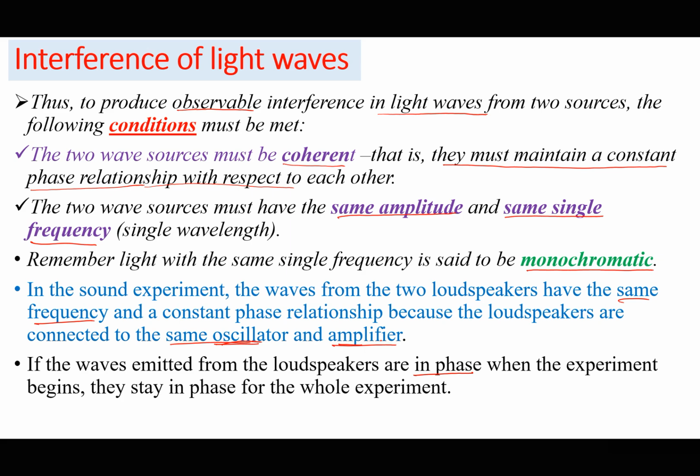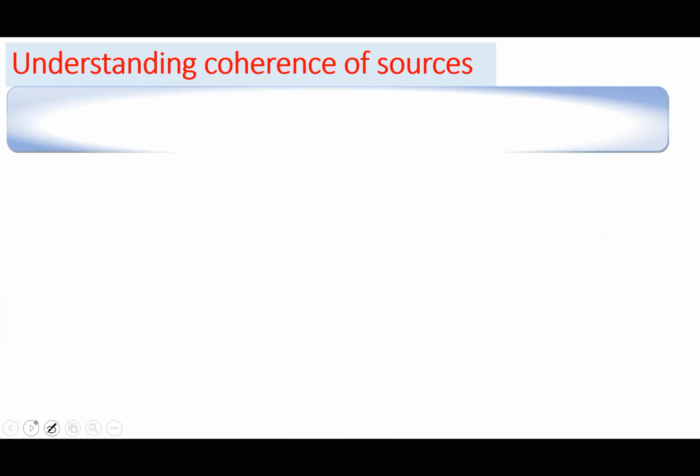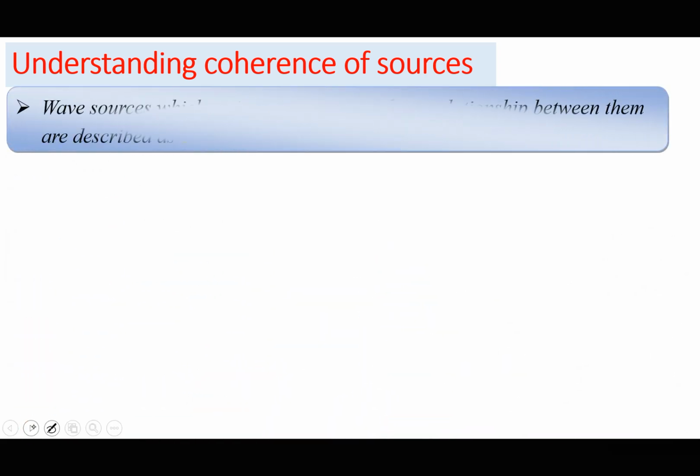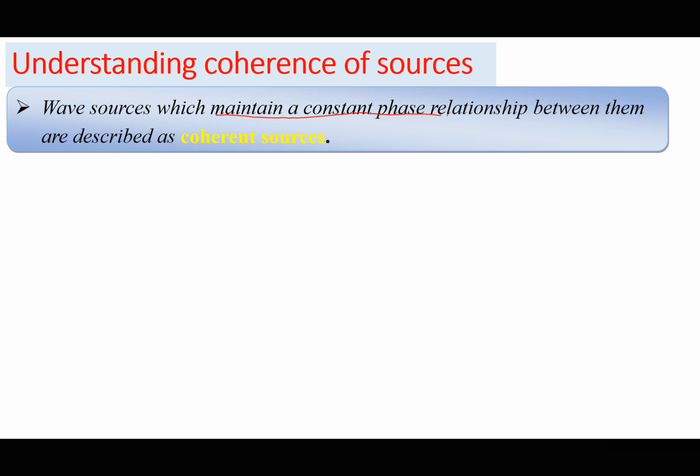So let's first understand the meaning of the word coherence in more detail. Wave sources are said to be coherent if they maintain a constant phase relationship between them. Wave sources which maintain a constant phase relationship between them are described as being coherent. They maintain a constant phase difference between them.